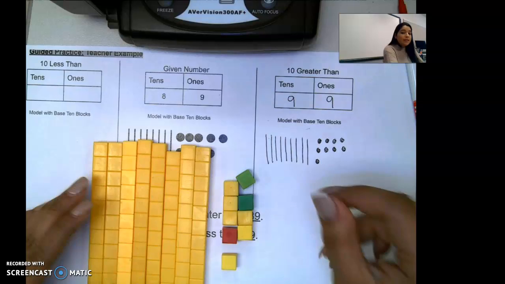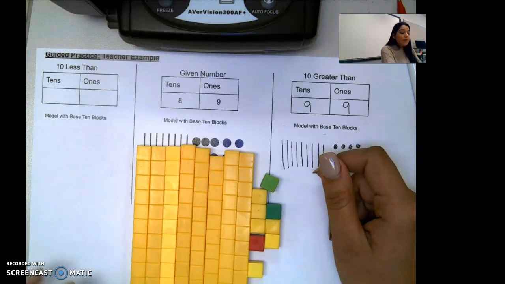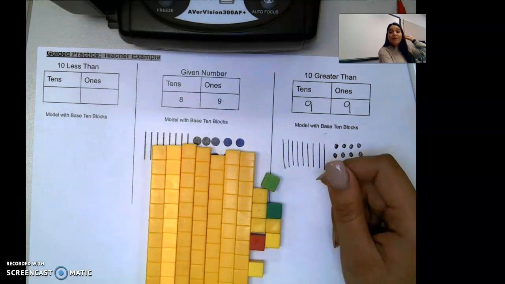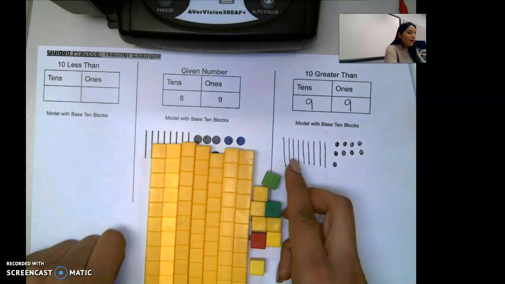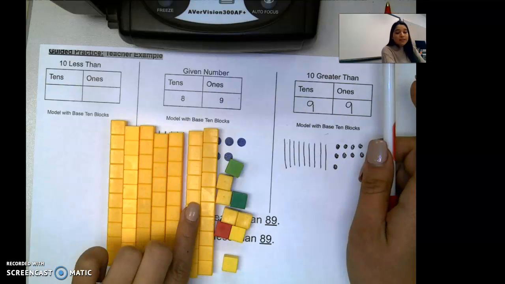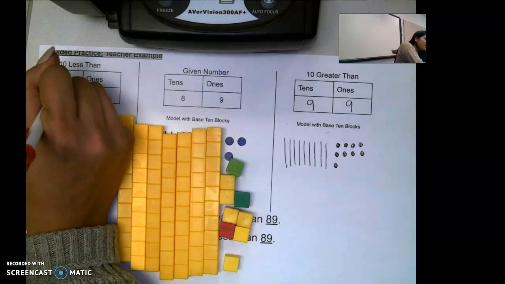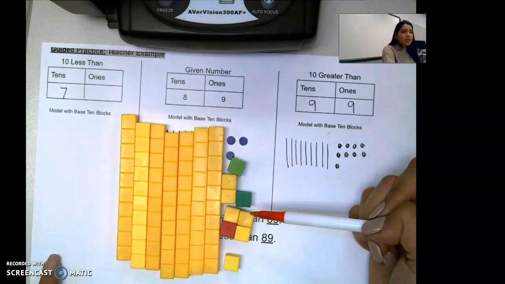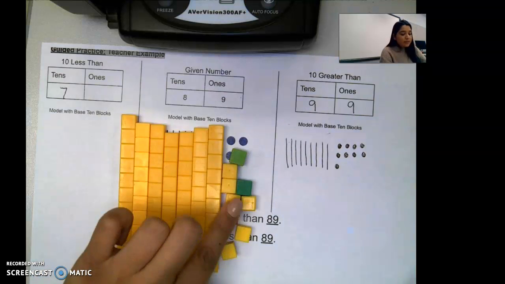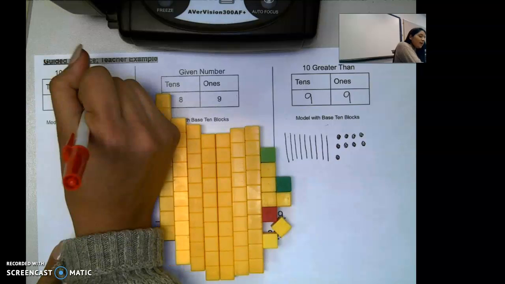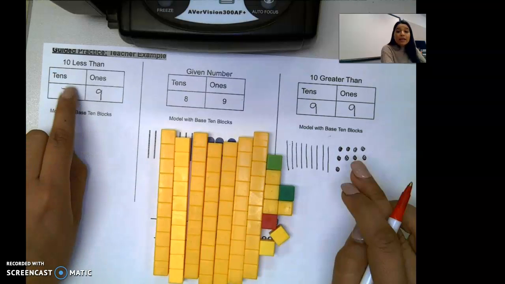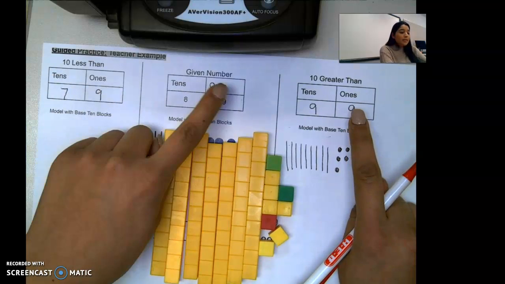Now let's take away our 10 and go back to 89. And now we need to generate a number 10 less. So what do we need to do? Take away a 10. So when we take away 1 ten, how many do we have left? Let's see. 1, 2, 3, 4, 5, 6, 7. So we have 7 10s left. And did our 1s change? Let's see. 1, 2, 3, 4, 5, 6, 7, 8, 9. No, they didn't change. We still have 9 1s. So when we add 10 or we take away 10, our 1s stay the same.